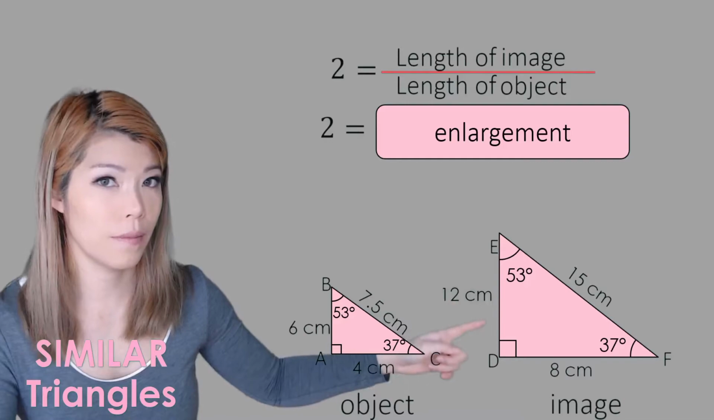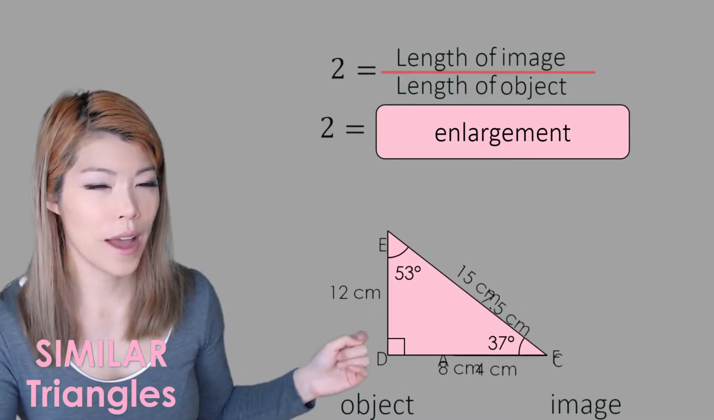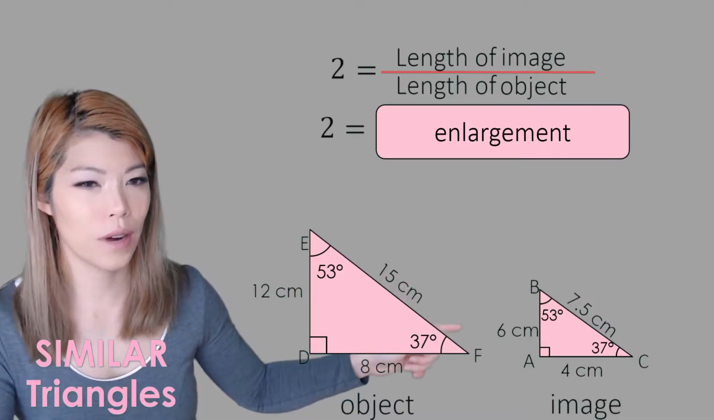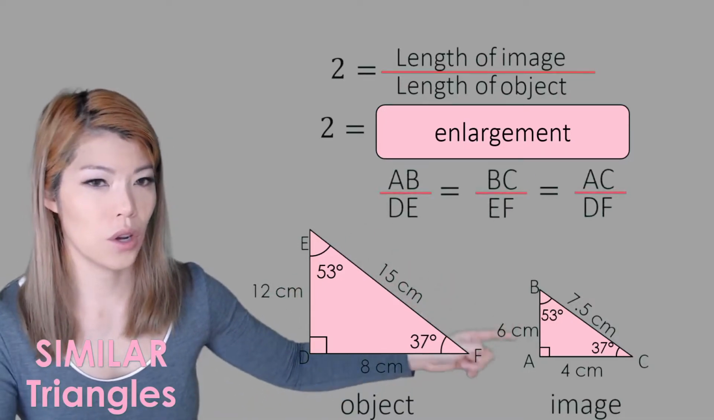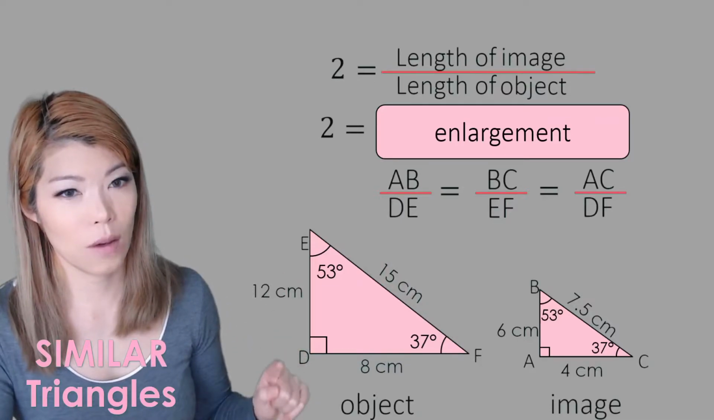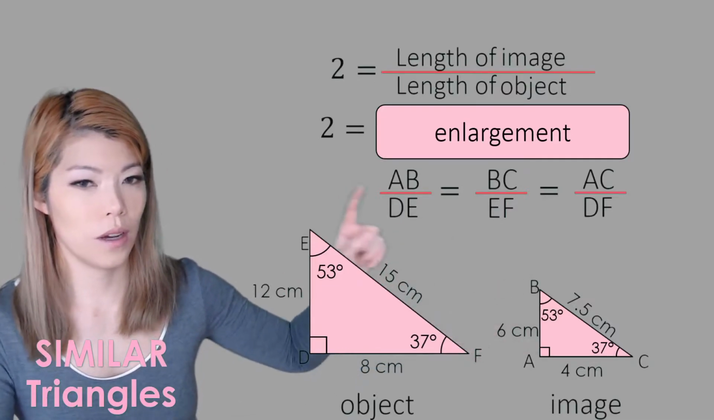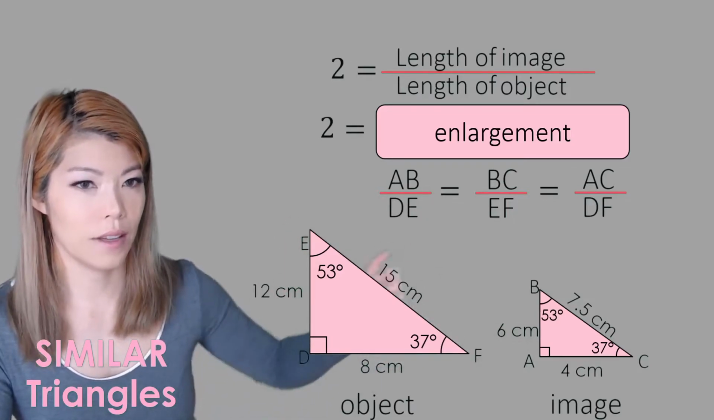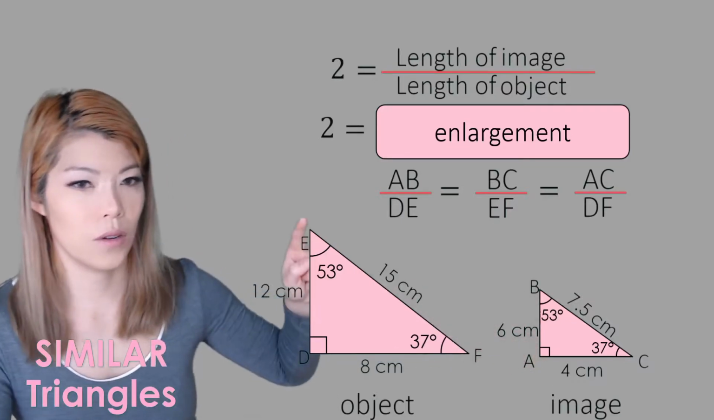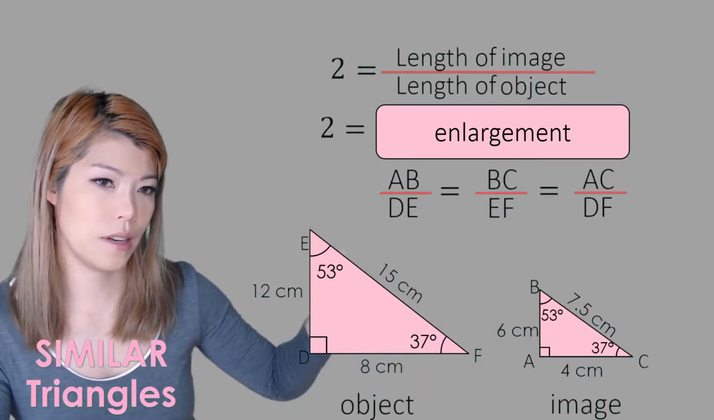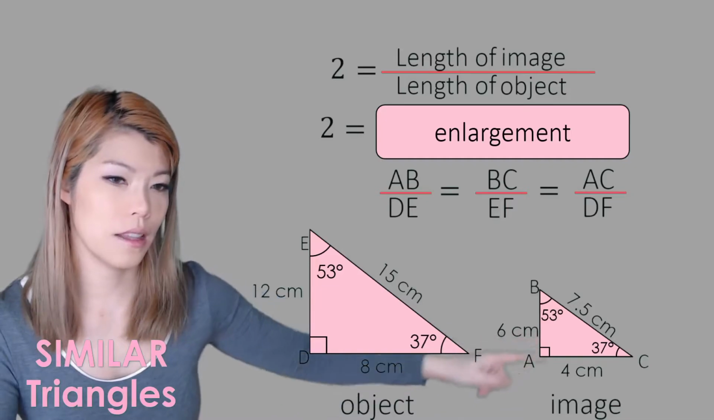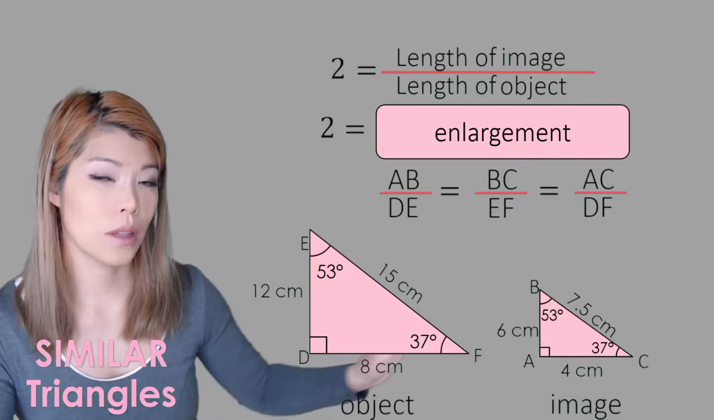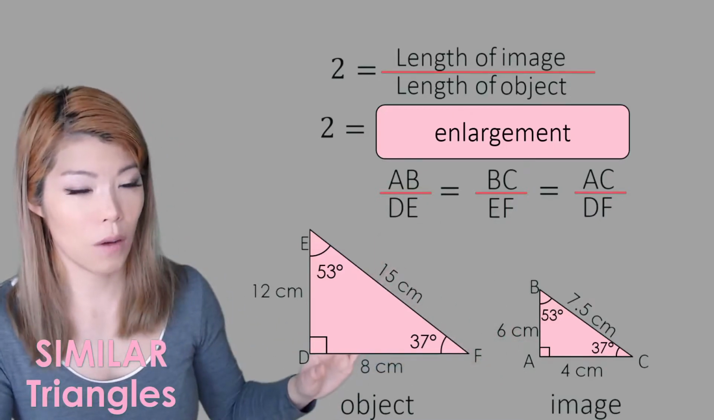It went bigger. What if we swap them around? What if 12 now became 6? How would we write the ratio? We would have the image over the object. So AB would be over 12, DE. So 6 over 12 is half. BC, 7.5, will be over EF, 15. And lastly, AC, the 4, will be over DF, the 8. So remember, it's always the image over the object.